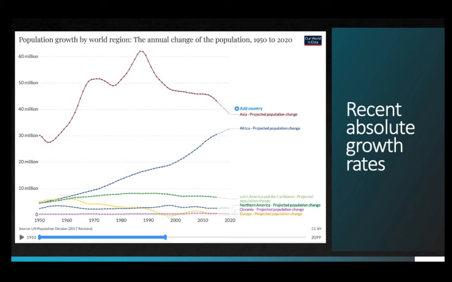Africa's absolute growth rate has been steadily increasing, and it looks like it might exceed that of Asia in the next decade or two. The rest of the world is down there at the bottom, and for obvious reasons is far less important for the future of the global population.